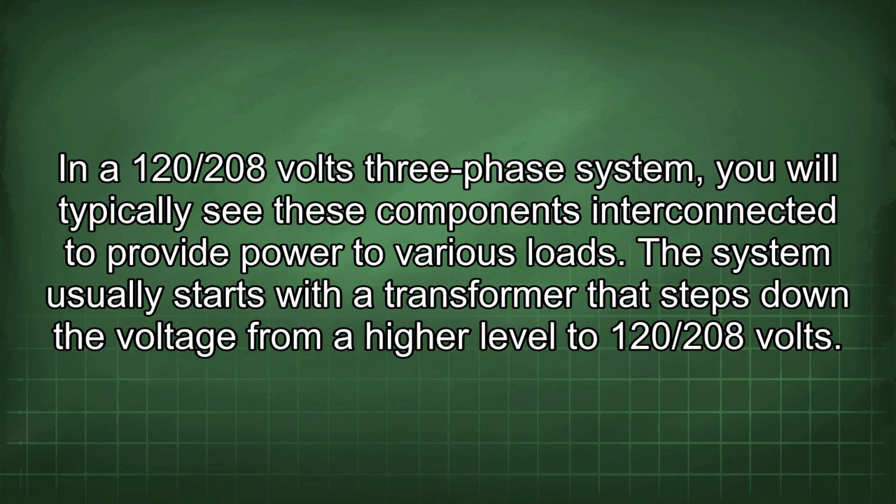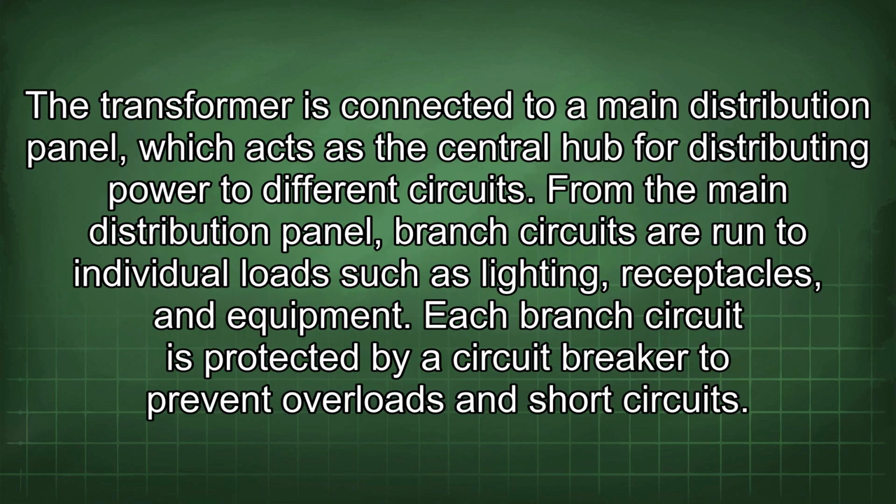In a 120/208 volts three-phase system, you will typically see these components interconnected to provide power to various loads. The system usually starts with a transformer that steps down the voltage from a higher level to 120/208 volts. The transformer is connected to a main distribution panel, which acts as the central hub for distributing power to different circuits. From the main distribution panel, branch circuits are run to individual loads such as lighting, receptacles, and equipment.